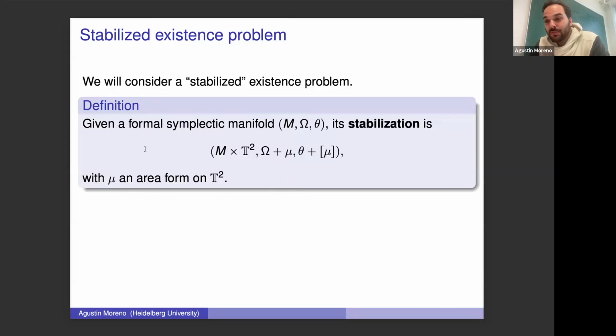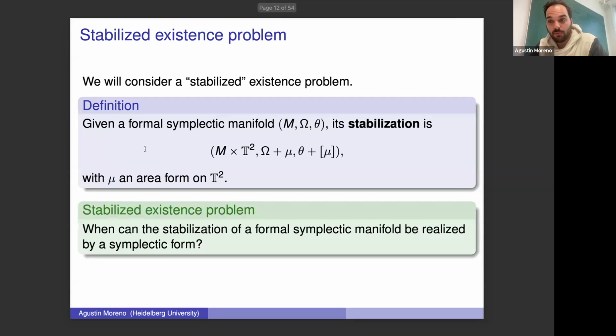Anyways, so this is a stabilization of the formal symplectic manifold, and then we will ask the existence problem for this type of stabilized formal symplectic structure. So the stabilized existence problem is, when can the stabilization of a formal symplectic manifold be realized by a symplectic form in the same sense as before, where I fix this two-form and I fix this cohomology class. Right, so that's a question that we will be interested in addressing.